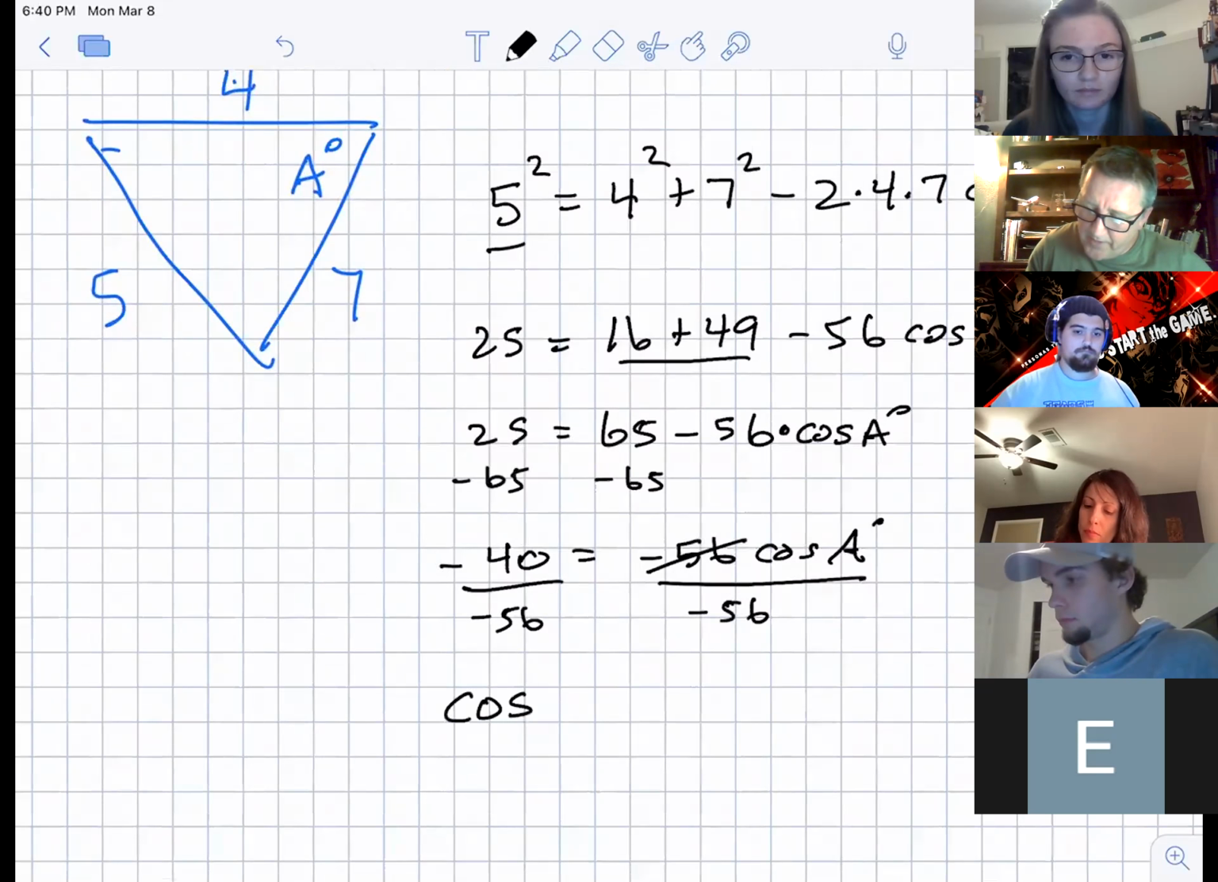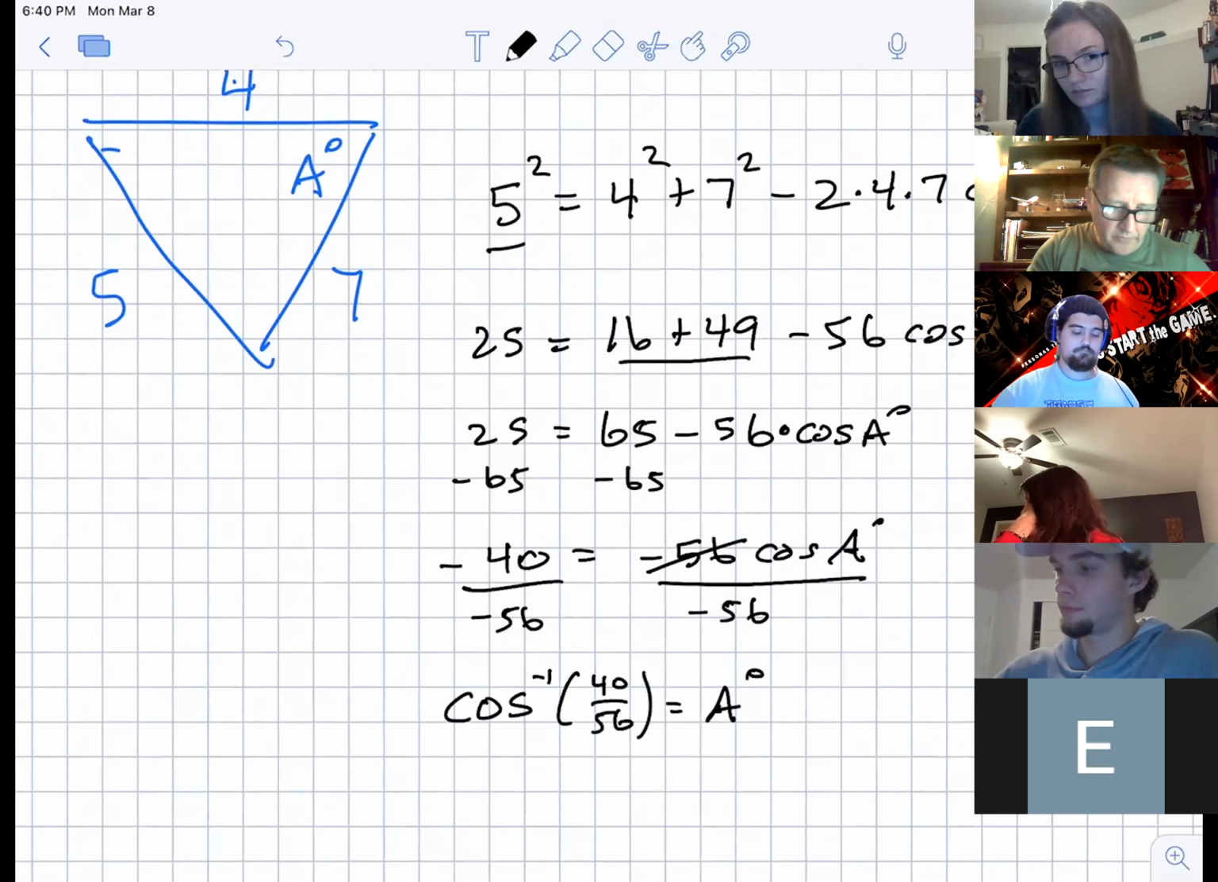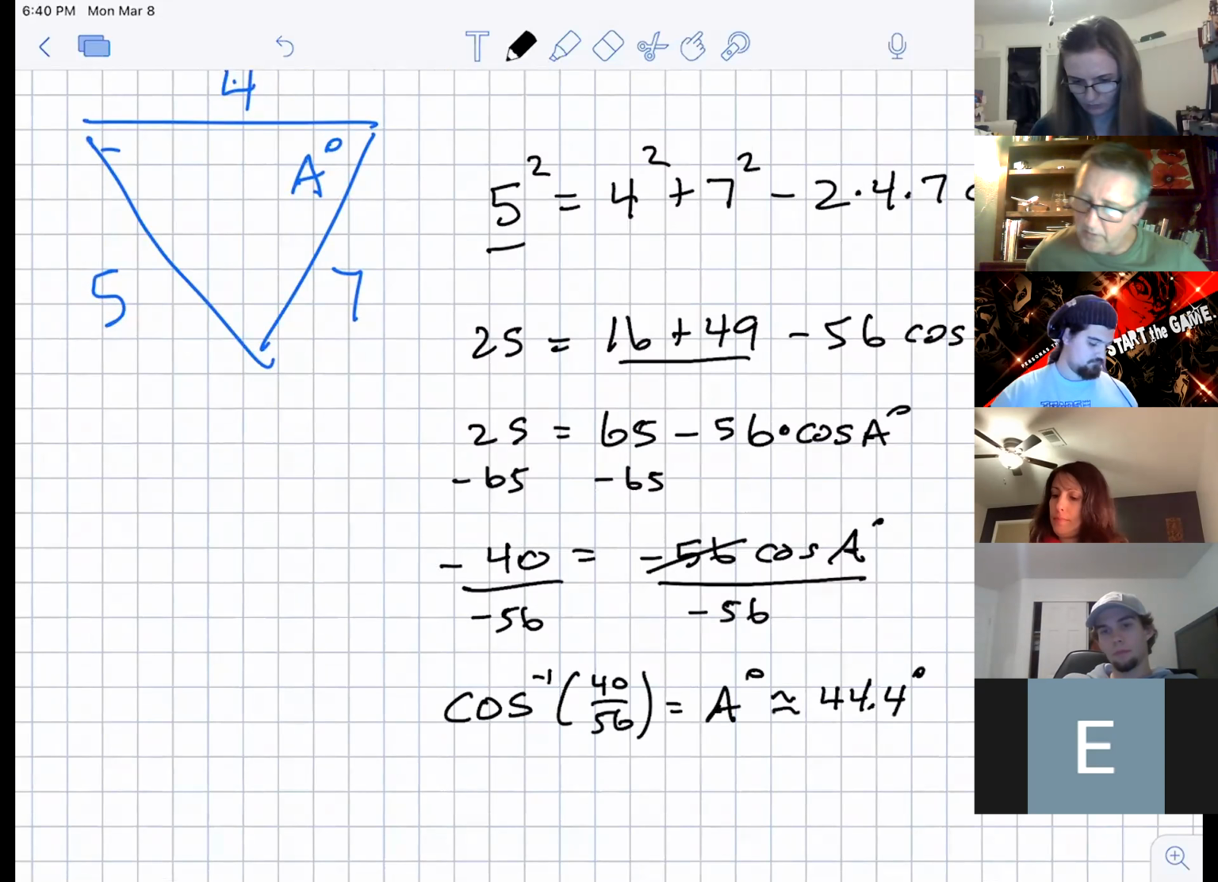So now if you just take the inverse cosine of 40 over 56, then you will get angle A. That's how you get rid of cosine, inverse cosine. Notice the negatives go away. Inverse cosine of 40 divided by 56 in parentheses. Yeah, I agree with you. So A is approximately, round it however you want, 44.4 degrees. We'll call it that, close enough.